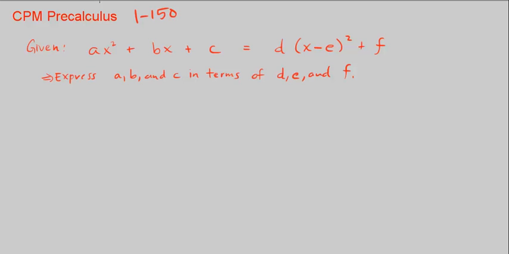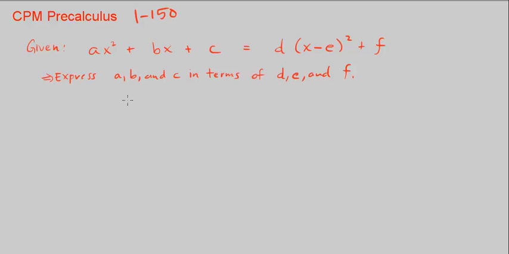This is CPM Precalculus Chapter 1, number 150. So given ax squared plus bx plus c equals d times the quantity x minus e squared plus f, given that these are equal to each other, express a, b, and c in terms of d, e, and f.